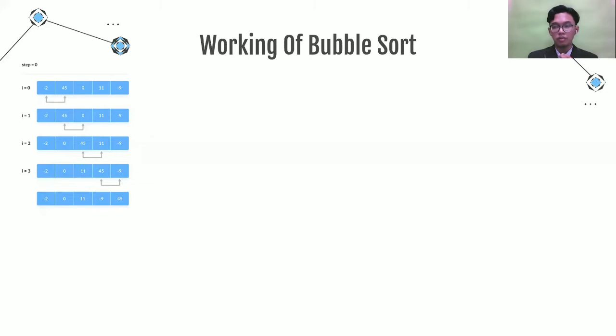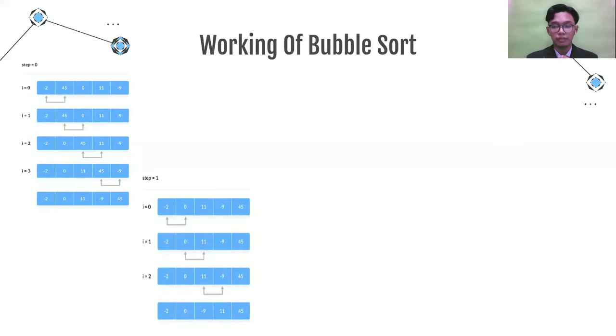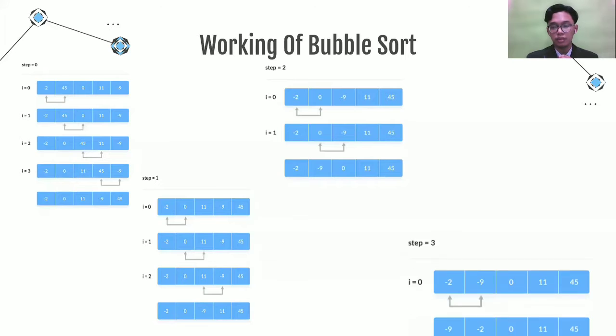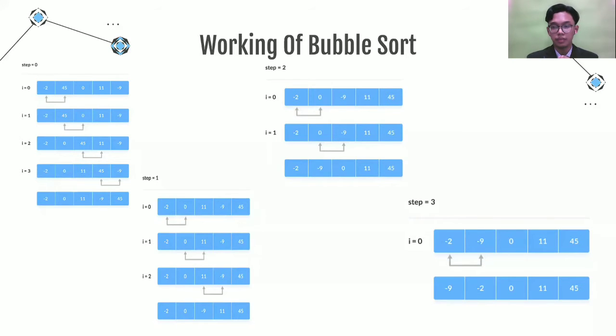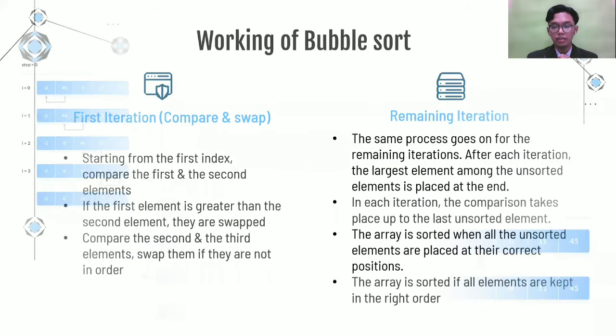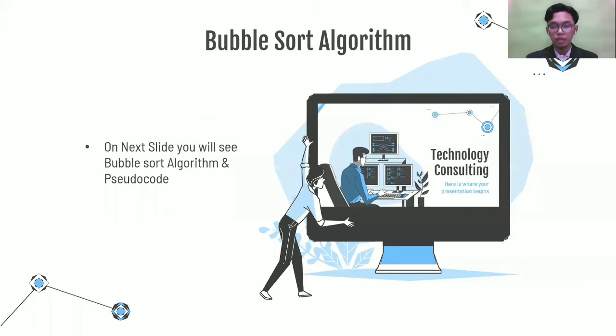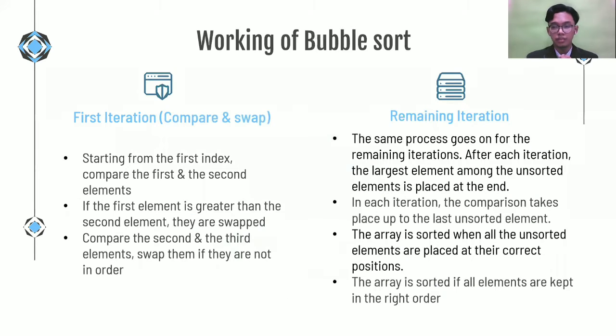This is how bubble sort works. Start from step 0, next to step 1, next to step 2, and last is step 3. This is the explanation of how bubble sort works.